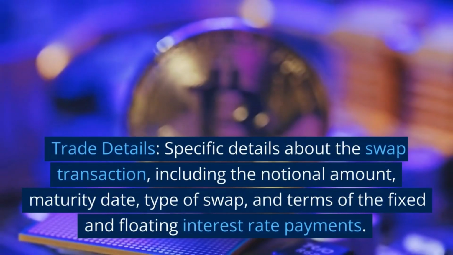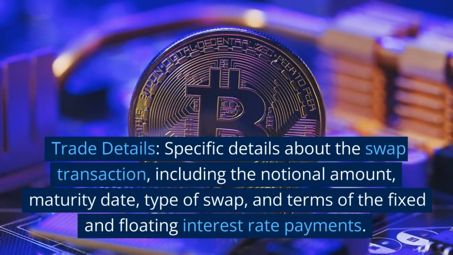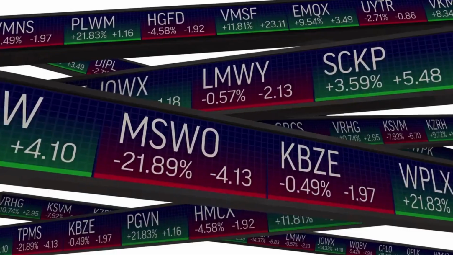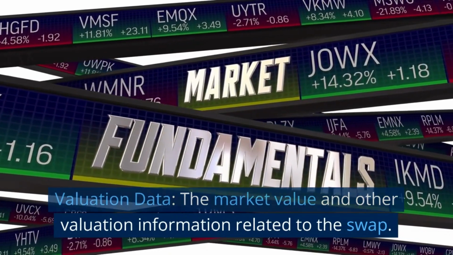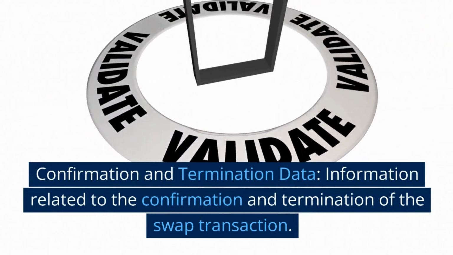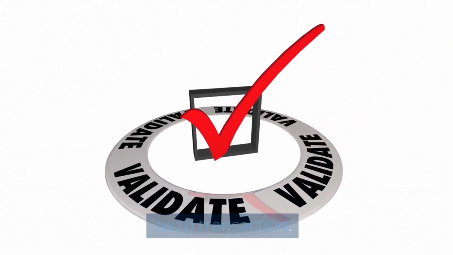Trade details. Specific details about the swap transaction, including the notional amount, maturity date, type of swap, and terms of the fixed and floating interest rate payments. Valuation data. The market value and other valuation information related to the swap. Confirmation and termination data. Information related to the confirmation and termination of the swap transaction.